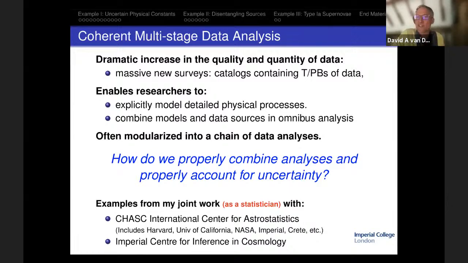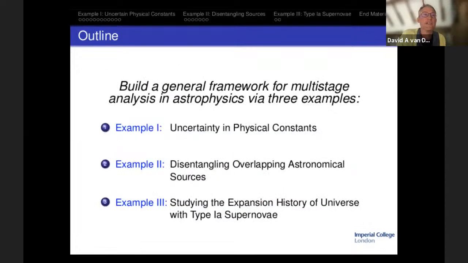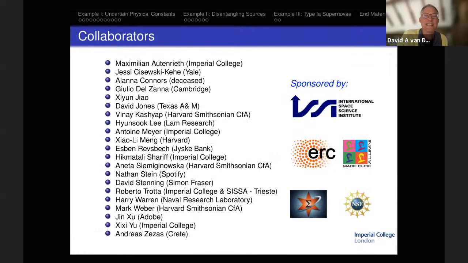Again, I'm a statistician, so I'm going to look at this from the perspective of a statistician. But all of these are collaborative projects that I've been working on with a number of different astrophysicists and other astronomers over the last several years. We'll talk about them when I get to them. Lots of collaborators, different funding sources for different projects. I'm obviously not going to talk about them all. Some of them are here in the room with me today and maybe can help me out if something goes wrong. But I at least want to acknowledge them quickly here.